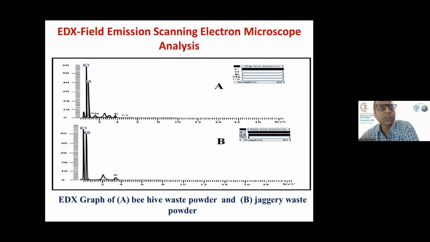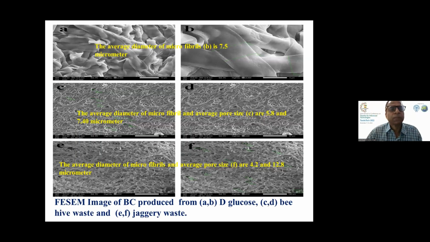This is the EDX, which is attached with the field emission scanning electron microscope, and which confirms the purity of bacterial cellulose as well as the carbon and oxygen content in bacterial cellulose, which we have synthesized by using these based materials. If you will see the morphology of this bacterial cellulose, you will find the average diameter of microfibrils was 7.5 micrometer in case of HS media. And when we synthesized by using the beehive waste, it was 5.8 to 7.4 micrometer. And in case of Zagari waste, the range was 4.2 to 12.8 micrometer. So you can say the fibril diameter was increasing or variability was high in case of Zagari waste.